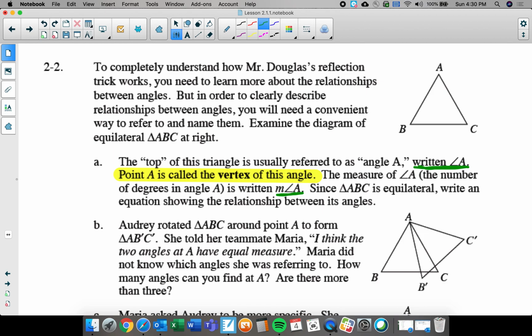And since triangle ABC is equilateral, we can write an equation showing the relationship. Since this is an equilateral triangle, we also know that the angles are the same. So I could write the measure of angle A is equal to the measure of angle B, which is also equal to the measure of angle C. I know that that's a true statement.